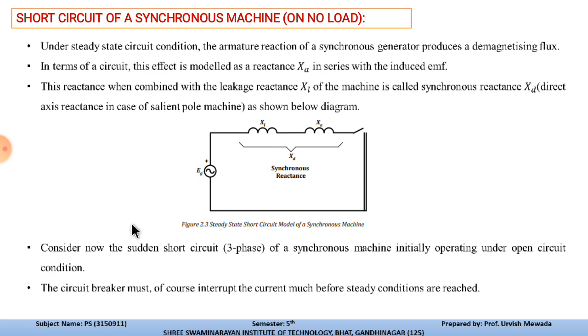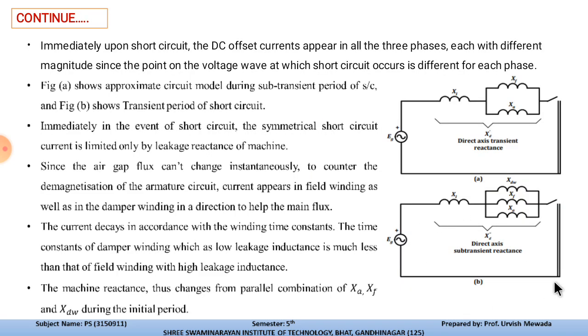Now, as I explained, the circuit breaker must interrupt the current much before the steady state is reached. So for protection purposes, the breaker must operate at the time of short circuit until the steady state condition is reached. Immediately upon short circuit, the DC offset current appears. This DC offset current is in all three phases, each with a different magnitude, since the point on the voltage wave at which the short circuit occurs is different for each phase.